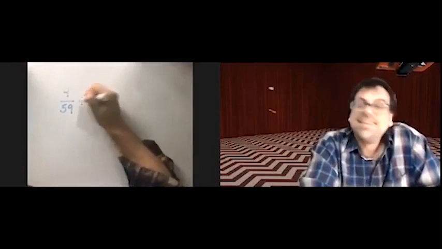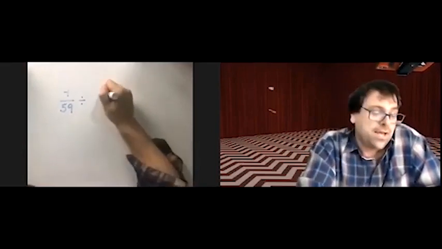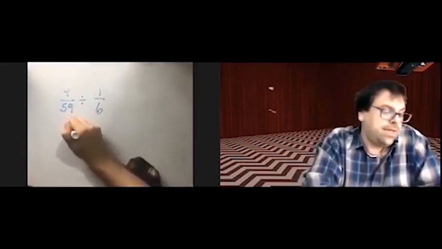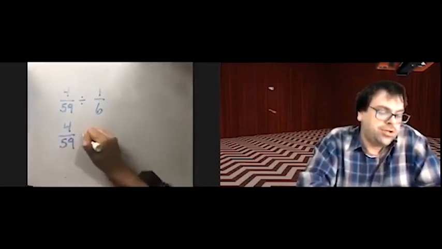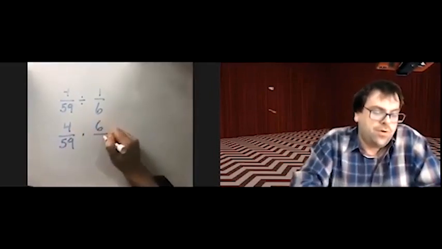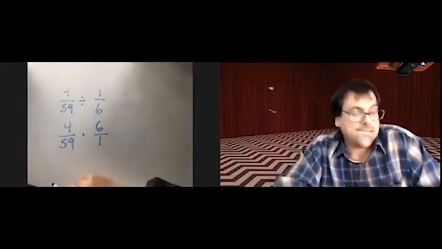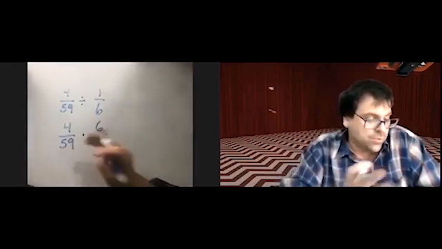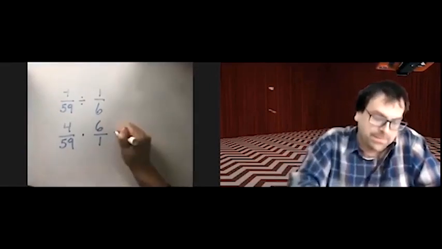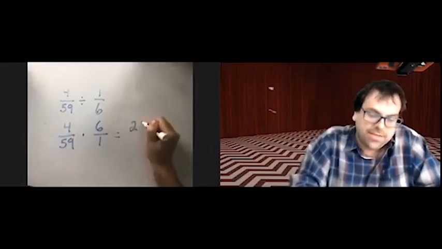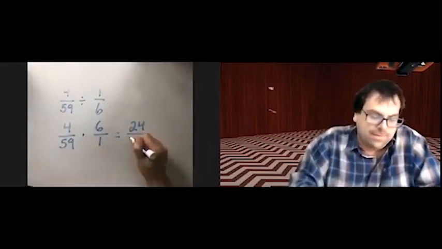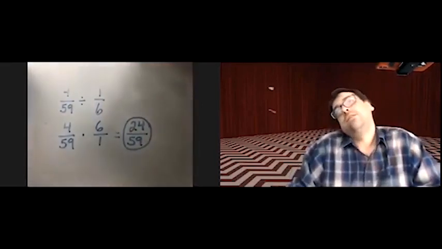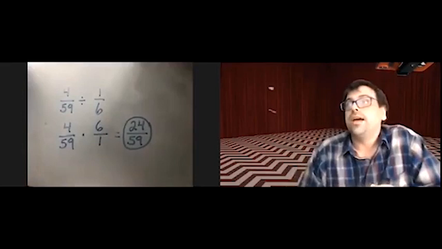4/59 divided by 1/6. Keep, change, flip. Nothing cancels. 59 isn't divisible by 2 or 3 or 6. So multiply across the top. 4 times 6 is 24. On the bottom, 59 times 1 is 59. 24/59.